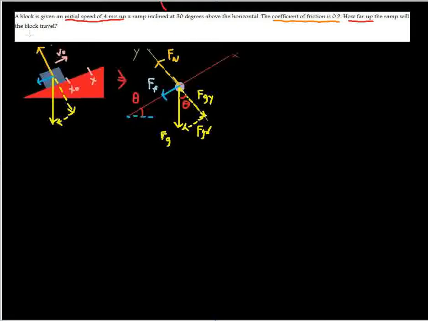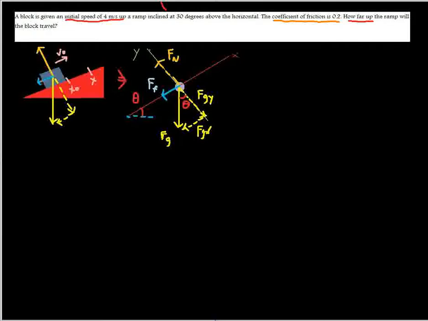So for this problem, I've already drawn the ramp and the block, and I have a force up this way, perpendicular to the surface. That's going to be the normal force. I have a force of gravity down this way, which I split up into the perpendicular and parallel components. And I also have a force of friction directed down the ramp.